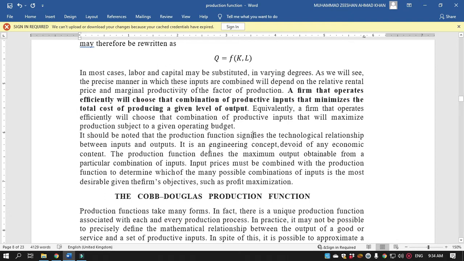It should be noted that the production function satisfies the technological relationship between inputs and output. It is an engineering concept devoid of any economic concept. The production function defines the maximum output obtainable from the particular combination of inputs. Input prices must be combined with the production function to determine which of the many possible combinations of inputs is the most desirable given the firm's objectives, such as profit maximization.